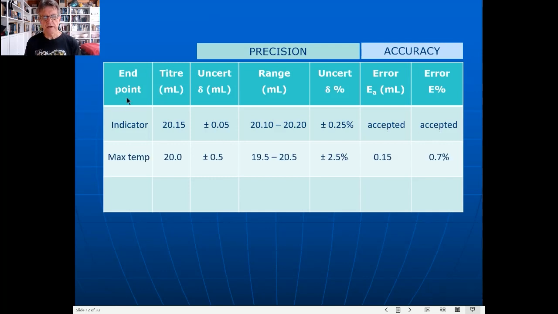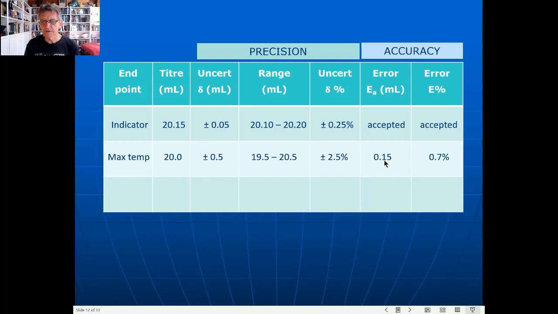So let's now have a look at the maximum temperature. Now that was a bit hard to see, and like I said, we're taking the middle point. Now it's plus or minus 0.5, so the range is 19.5 to 20.5, and there's my uncertainty. It's the 0.5 for a thermometer divided by 20 times 100. And the error is the difference. Now the absolute error is our value here, 20.0, or the difference between that and the accepted value of 20.15.